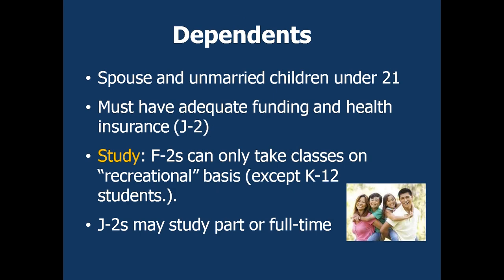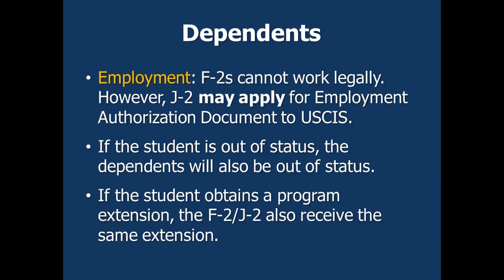Let's talk about dependents. What about students that have dependents? Dependents are defined as spouse and unmarried children who are under 21. You must have enough funding and health insurance to be able to invite your dependents to study. F2s can only take classes on a recreational basis, while J2s may study part or full time.